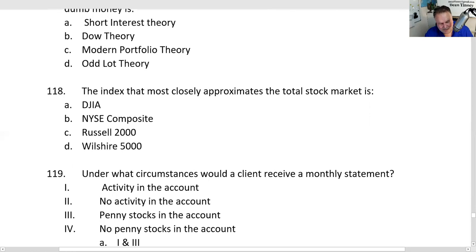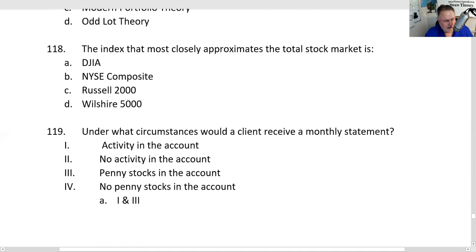118, total stock market is the Wilshire 5000. Dennis Tito's the guy who came up with the Wilshire 5000. He said, I don't know why people always talk about the Dow. It's so ridiculous. I'm going to come up with an index that most closely approximates the total stock market, and that's the Wilshire 5000. By the way, the more likely question on your exam is options on indexes. Both trade and exercise is T+1, and they settle in cash.